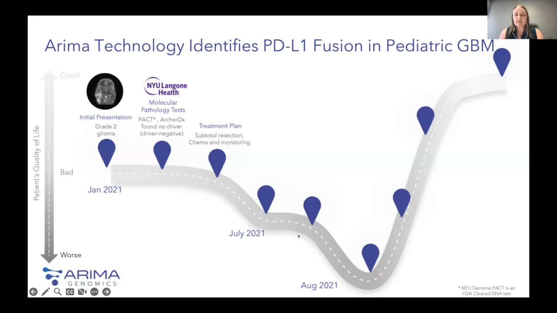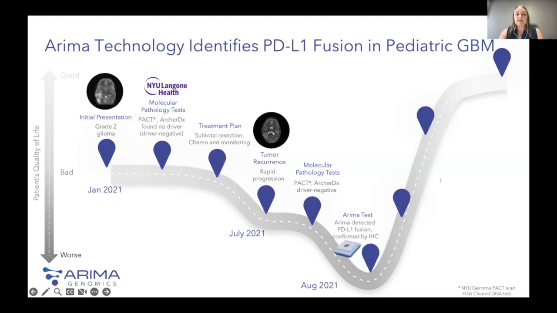About 6 months later, however, this patient experienced a very rapid progression, and the tumor returned quite aggressively. So NYU again performed comprehensive DNA and RNA sequencing of the tumor and again failed to identify any driver mutations. So at that point, we performed a Hi-C analysis using ARIMA's Hi-C technology, which revealed a novel structural variant near the PDL1 gene, which encodes a protein that helps immune cells recognize normal, healthy cells in the body.